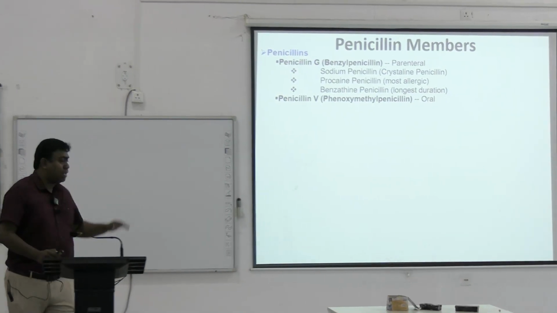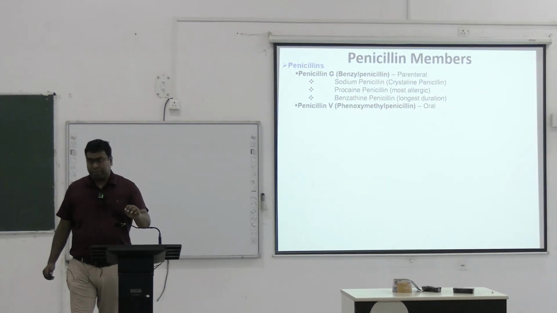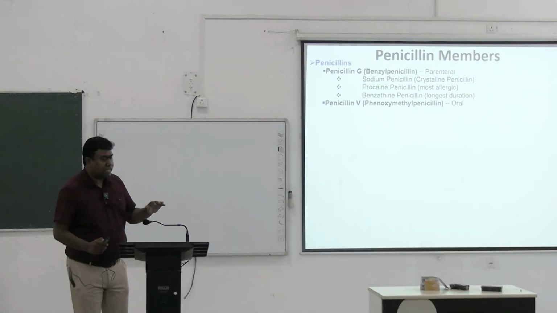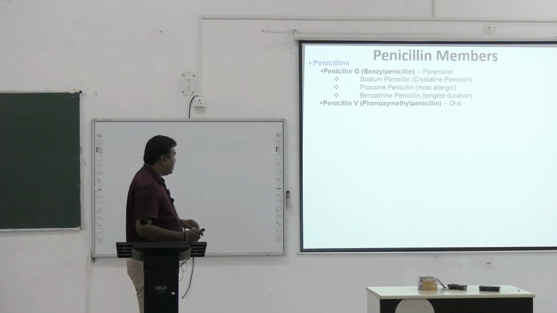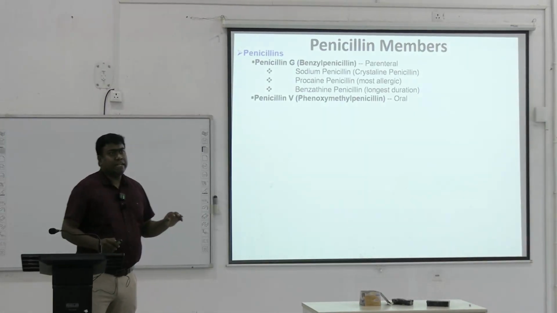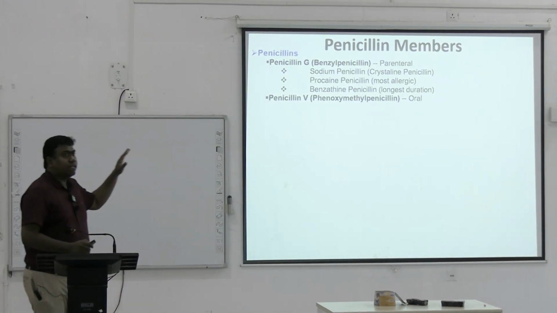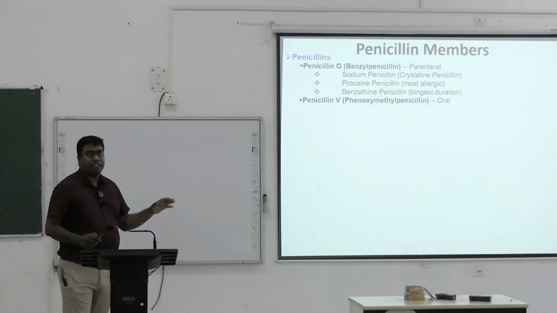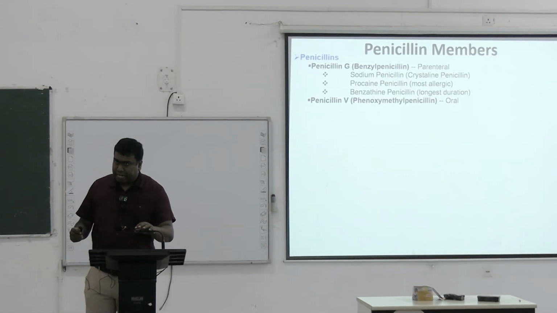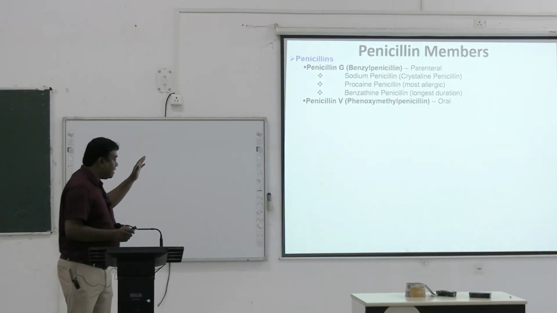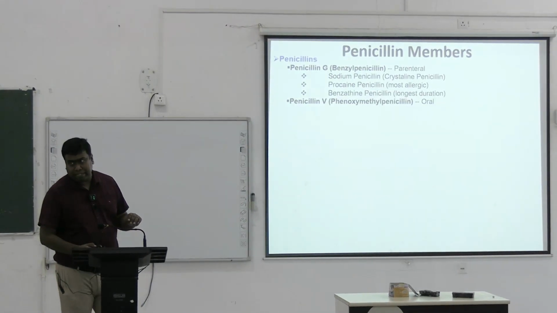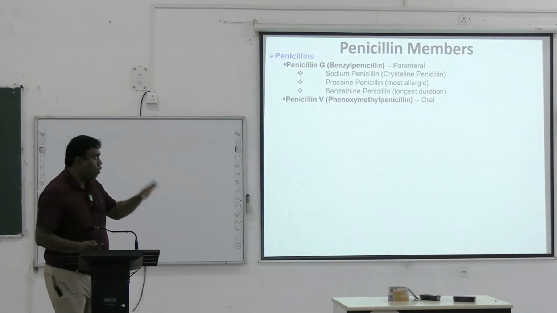Then benzathine penicillin is the longest acting penicillin. Another one is crystalline penicillin. So, benzyl penicillin, crystalline penicillin, procaine penicillin, which is the most allergic in nature, and the longest acting is benzathine penicillin, not benzyl penicillin.